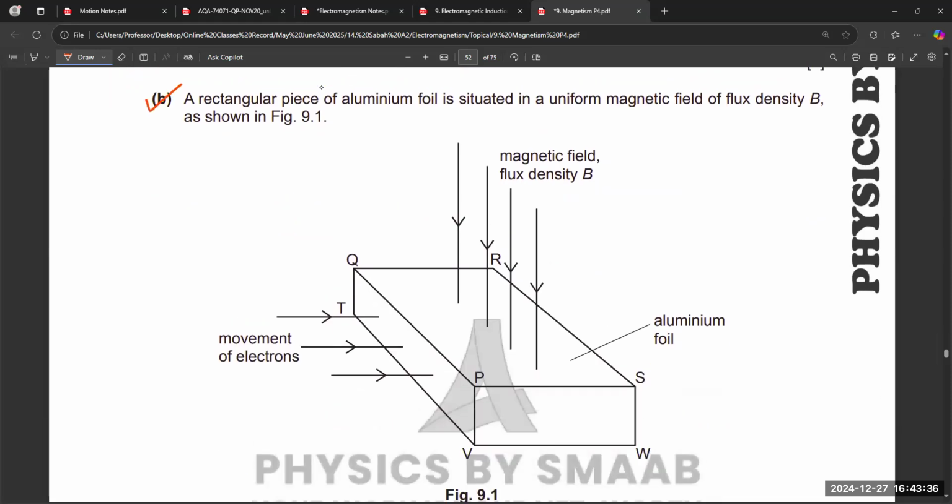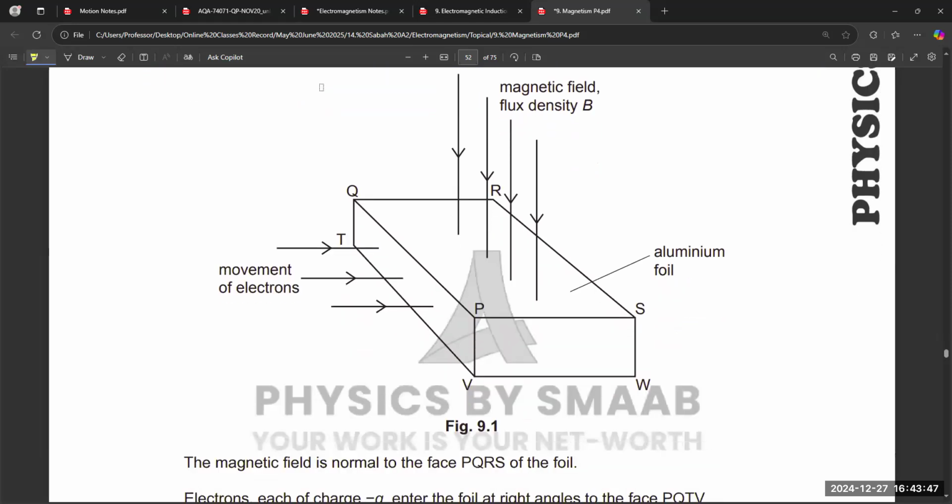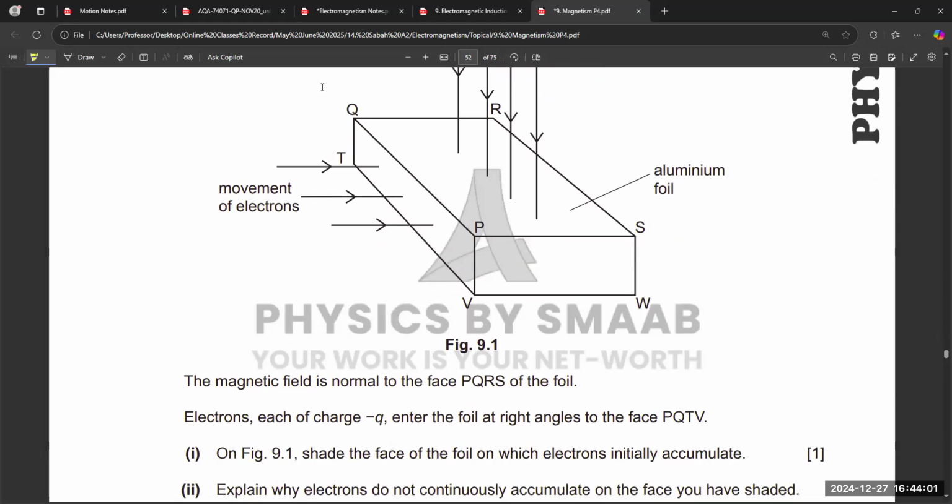In B part, a rectangular piece of aluminium foil is situated in a uniform magnetic field of flux density B. So you can see now the diagram has different points. It depends upon the diagram. You can see the magnetic field is moving in a downward direction and the motion of electrons is towards the right hand side. So the magnetic field is normal to face PQRS and electrons, each of charge minus Q, enter the foil at right angle to the face PQTV, basically the left hand side.